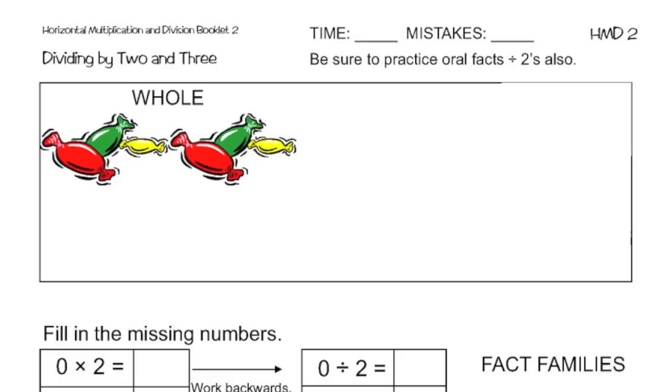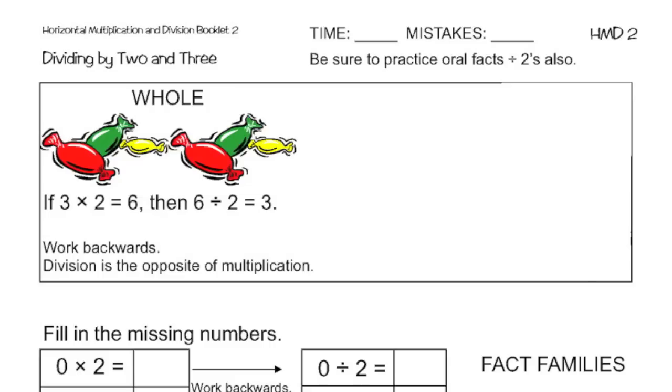Now if you look, it basically looks like everything is repeated twice. I see 3 candies and I see each of them 2 times. So if 3 times 2 is equal to 6, then the reverse is true. 6 divided by 2 is equal to 3. There's 3 in each column. So basically what you need to do is learn to work backwards. And since addition is the opposite of subtraction, multiplication is the opposite of division, and vice versa. Division is the opposite of multiplication.